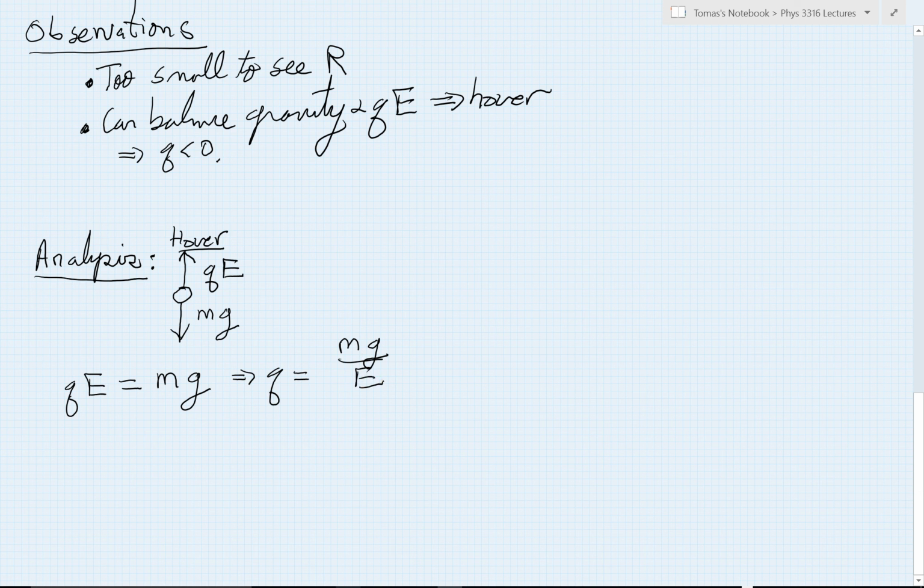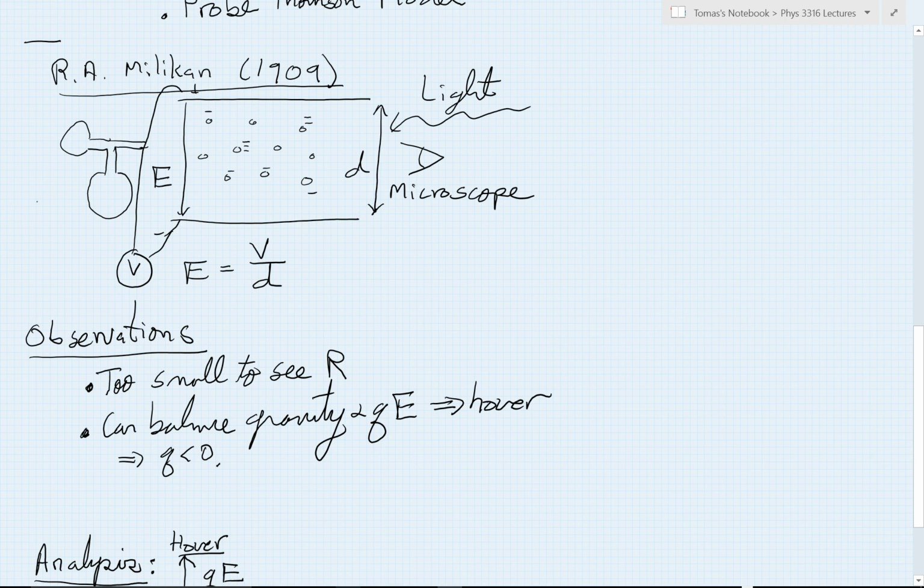Now, here is where we face a problem. One of the key problems that we are facing here, actually, is the fact that we don't know how big the droplets are. So we don't know their masses. So we're going to have to be very clever about how we determine that. Now, one of the ways to do that is to actually simply turn off the voltage, and then you can take one of your hovering drops and watch it fall.